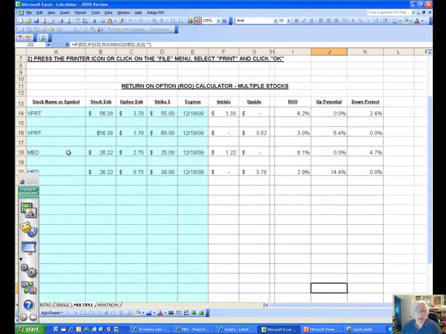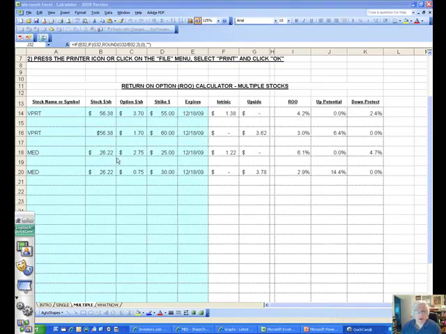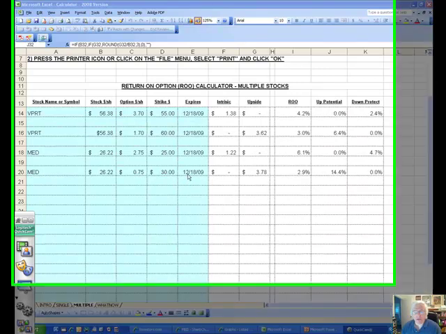Okay, and for MED, let's move this out of your way here. MED was $26.22, and the option price for the in-the-money $25 strike was $2.75, and for the out-of-the-money $30 strike was $0.75 per contract. Once again, all options expire on the same day, December 18th.